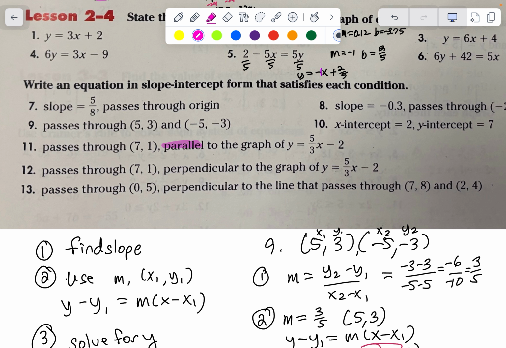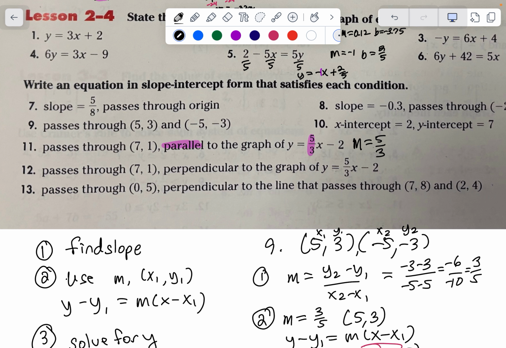So what is the slope of the line that we are parallel to? What is the slope of this line? 5/3, that coefficient on our x. So we know that our slope is 5/3. So we just found step 1. The slope they gave us was 5/3. That's the slope we use. So that's great for when they say parallel.